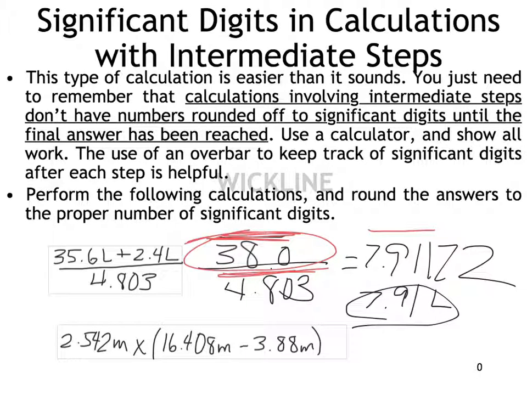Similarly, in this question below it, we have a subtraction, and also we have a multiplication. So if you just carry through the subtraction like normal, what you get is, I believe, 12.528.